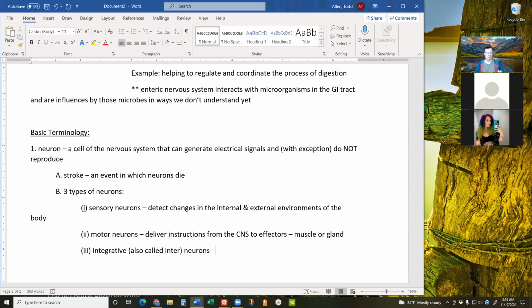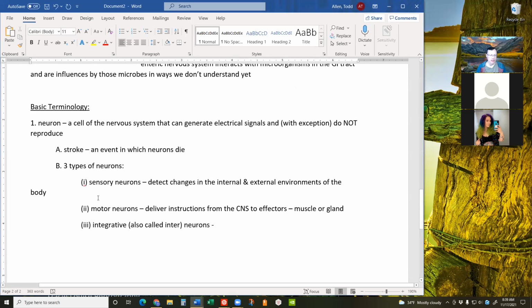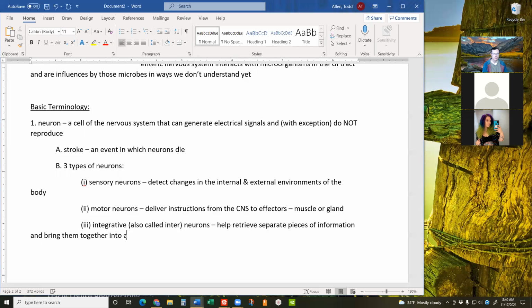Okay. So let me document a few things and then I'll give you an example here. So integrative neurons help retrieve separate pieces of information and bring them together into a decision center in the brain for the purposes of making a decision.